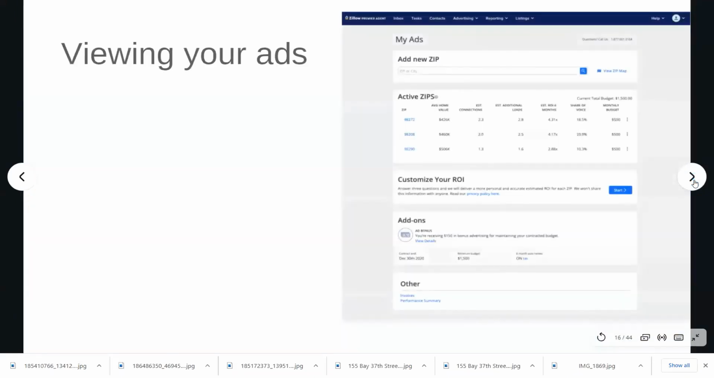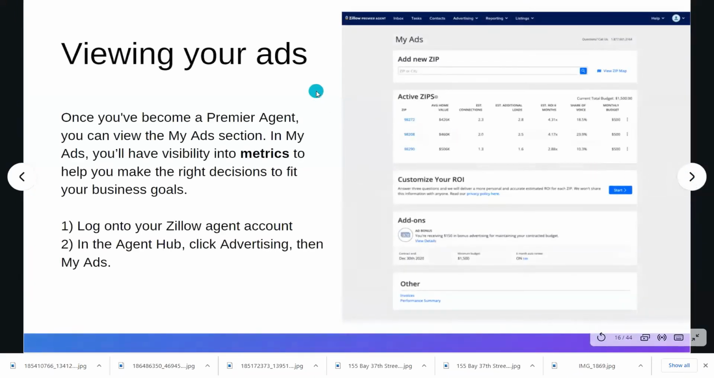Quickly, I want to go into your Premier Agent stats. Once you've become a Premier Agent, you can go into your My Ad section. You'll have visibility into your metrics, and then you can make the right decision on your business goals. So you log into your account in the Agent Hub, you click Advertising, and then My Ads, as you can see in the screenshot there.